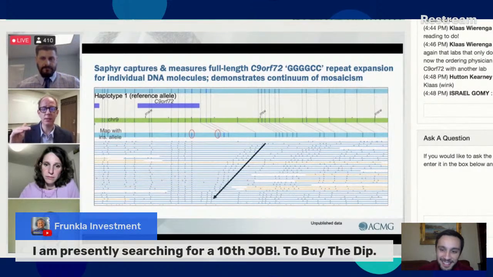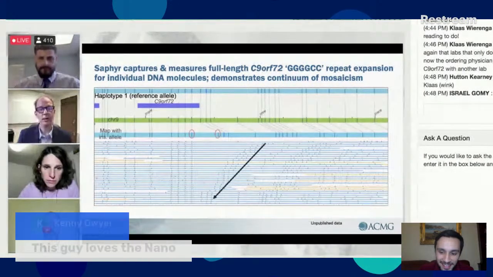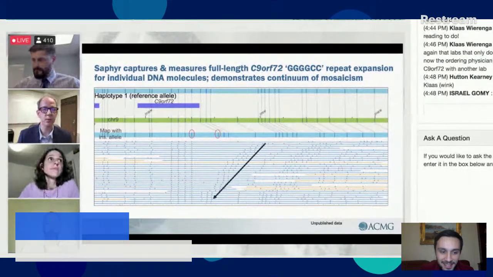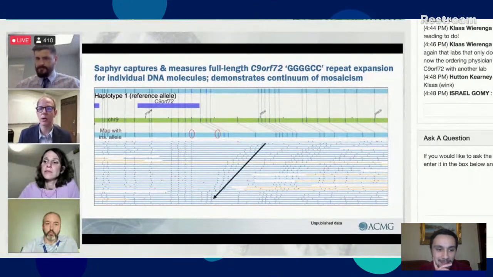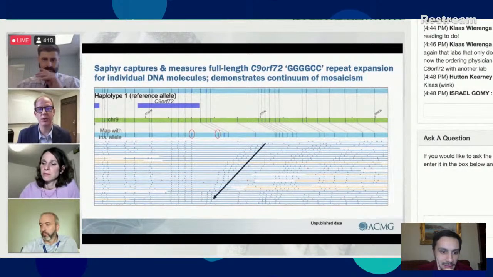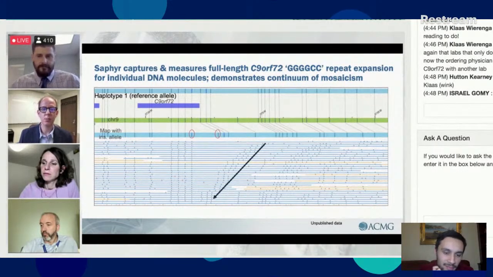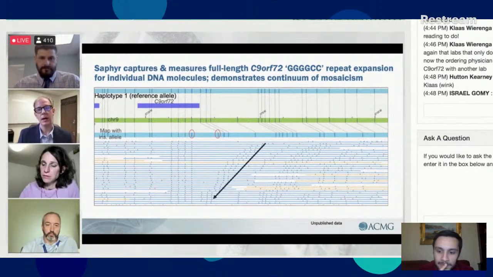So below that second blue bar, you'll see individual optical maps for individual DNA molecules, and that's part of what's really fascinating or remarkable about this technology: we're not just looking at a glob of DNA. We're actually able to measure individual DNA molecules. And what I'm trying to show here with the black arrow is the continuum of repeat expansion sizes.